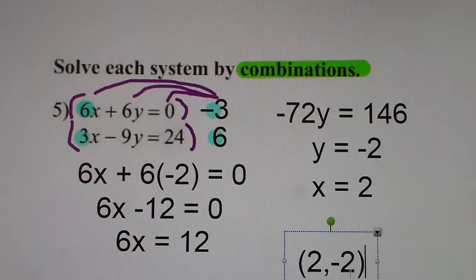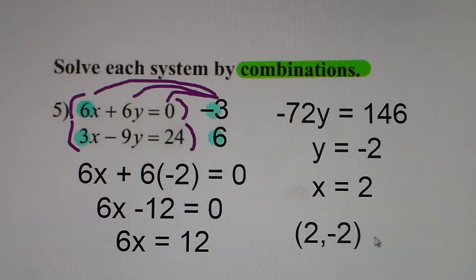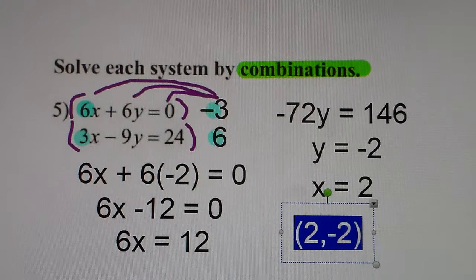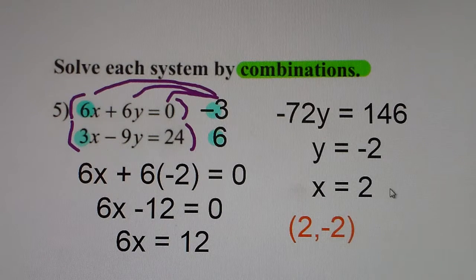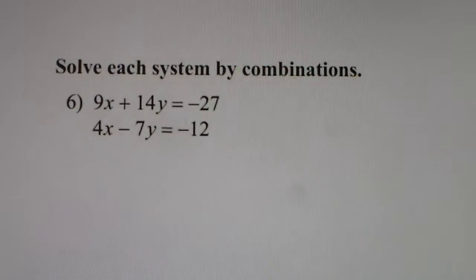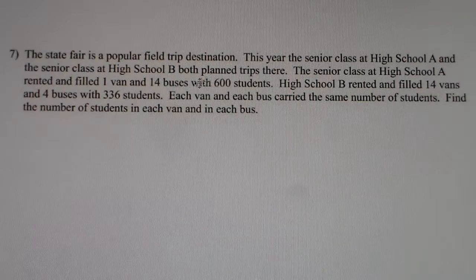Because remember, our final answer is always going to be in a coordinate for our system. Our solution to our system is a coordinate. That's the answer to number 5. All right, number 6 you could do on your own. Number 7 is a word problem here.